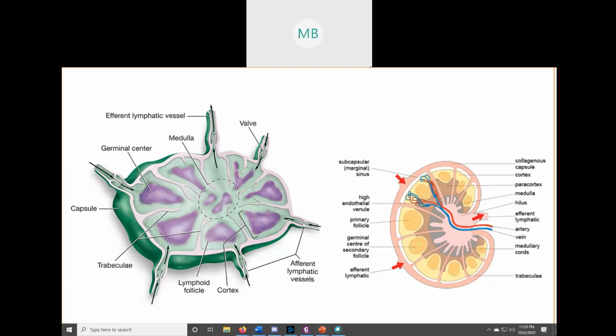So you have afferent coming in, efferent coming out. The hilum is normally at the base of the efferent vessel. And there you have your lymph nodes.